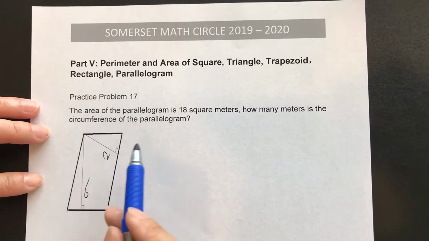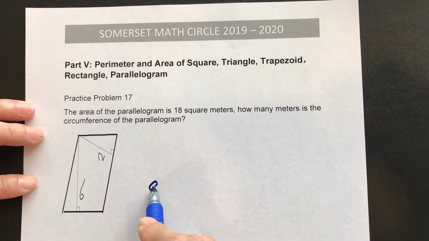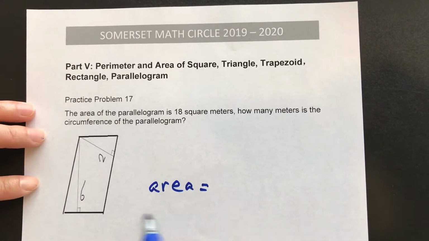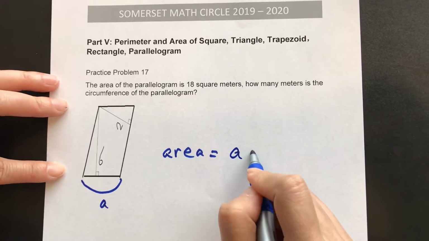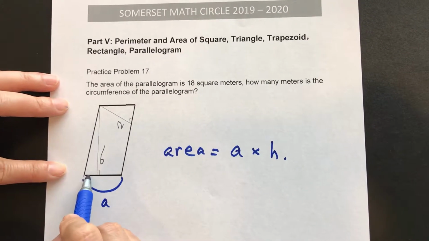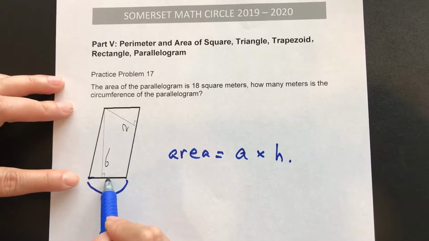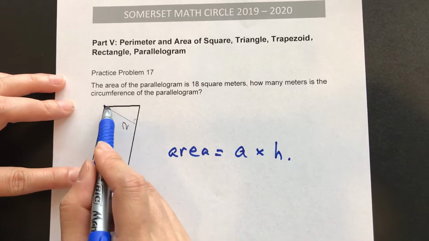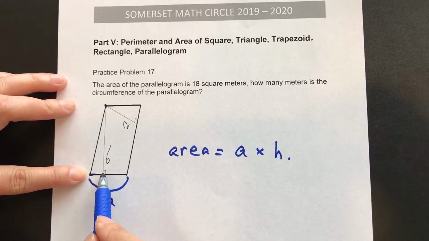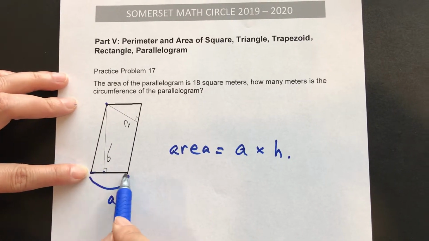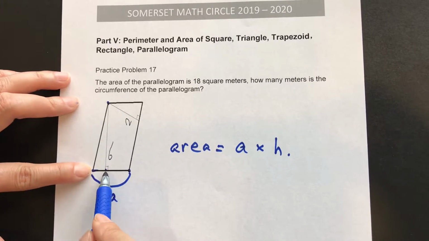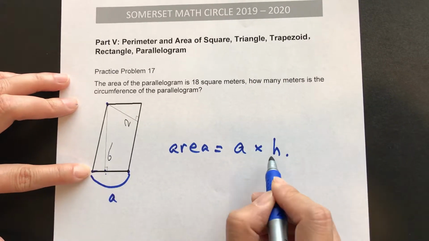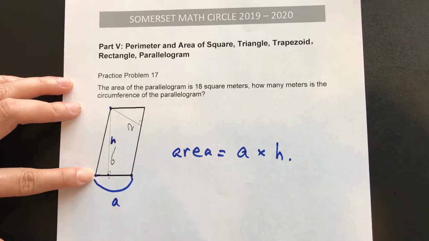Remember, for any parallelogram, the area equals the base, let's call that A, multiplied by the height. So this is the base. On the other side, from this vertex, you draw a straight line perpendicular to this line. So this is the base, and that's the corresponding height. These two are always in pairs. So A multiplied by H, this would be the H.